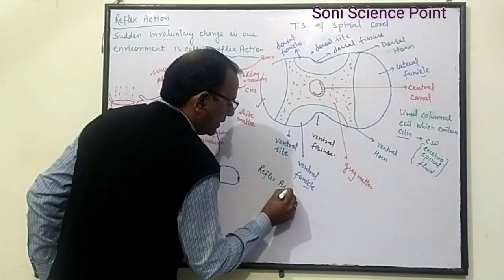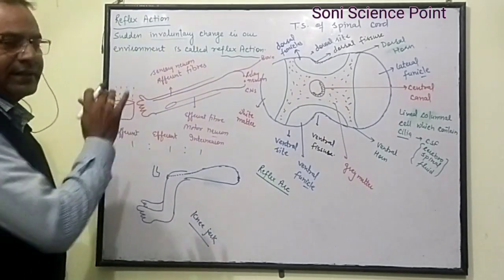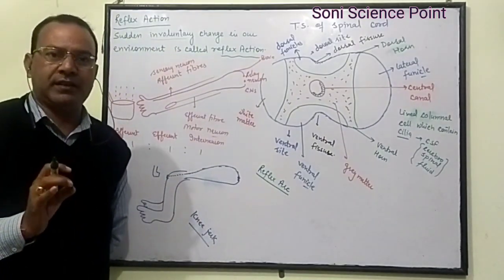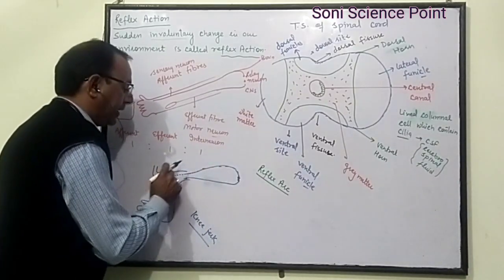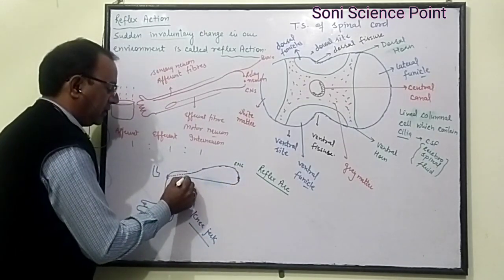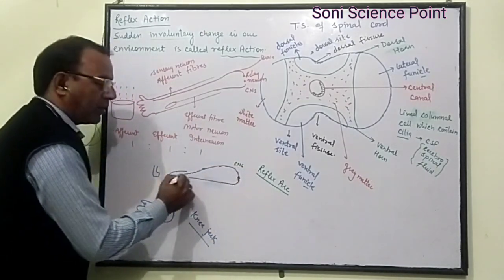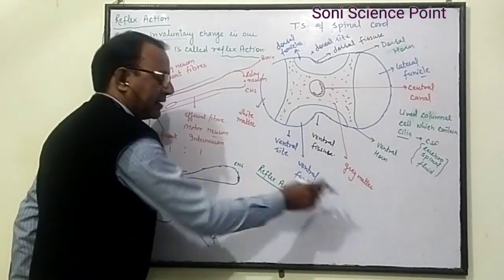And the next one is reflex arc. What is the reflex arc? The pathway of reflex action. It means the sensory neuron transmits the signals from the effector to the CNS, and from the CNS to the effector organ. This pathway makes a curve, an arc, and this is called the reflex arc.